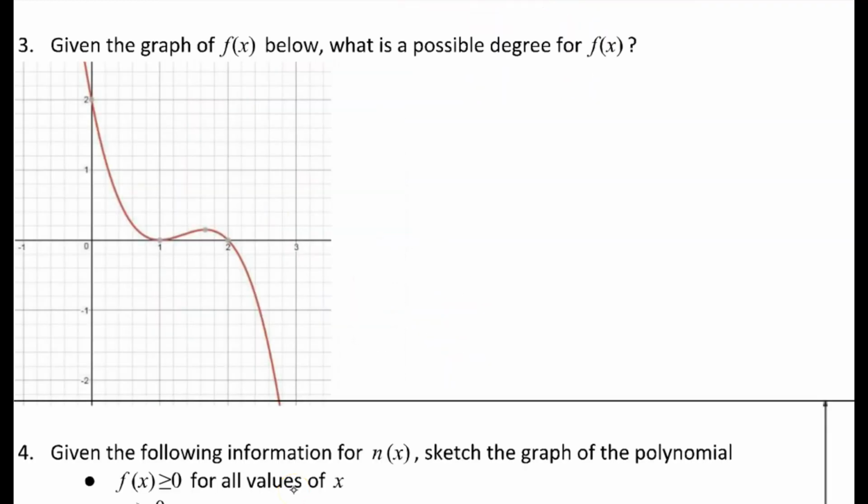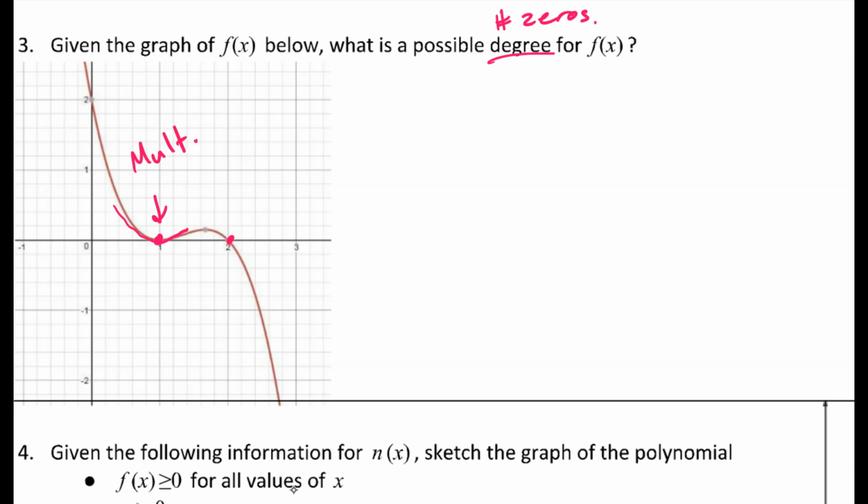Number 3. Given the graph of f of x below, what is a possible degree of f of x? Well, if I'm considering the degree, I need to consider the number of zeros or the number of roots, right? So I look at that x-intercept and I look at that x-intercept, and we do the same discussion we had before. Well, I've got a bounce here because it approaches the axis, hits it, and then turns away again.